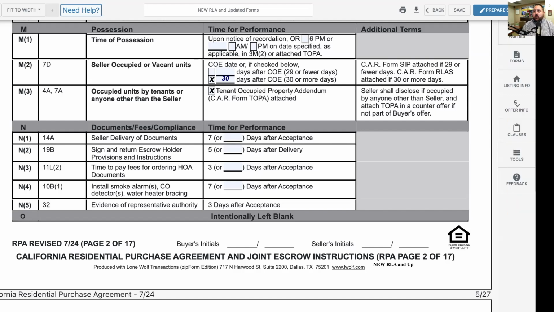So again, remember the stuff that we're talking about here when we're talking about strength of offer is that we want to make sure that we're writing the strongest offer possible. So if we already know, if we've communicated with the listing agent and we know this is the form that needs to be incorporated with the offer. Okay, so TOPA, tenant occupied property addendum, whether it's going to be delivered vacant or with the tenants in possession. Okay, all right. So let's move on to the next section here.